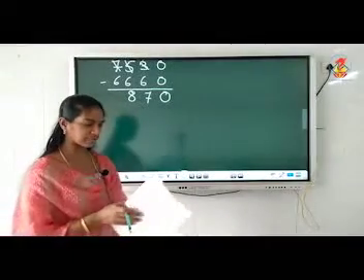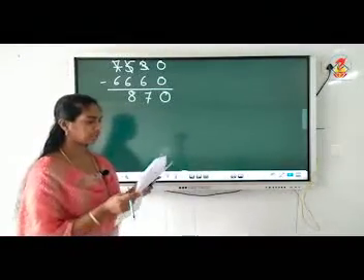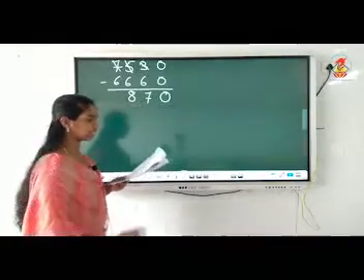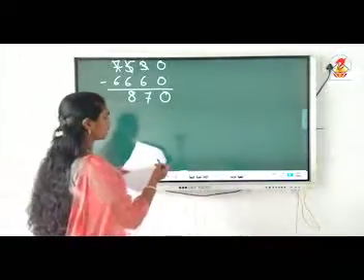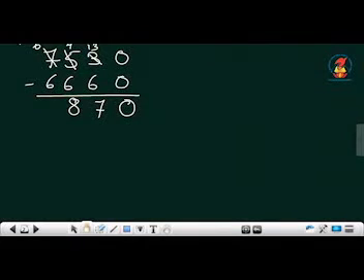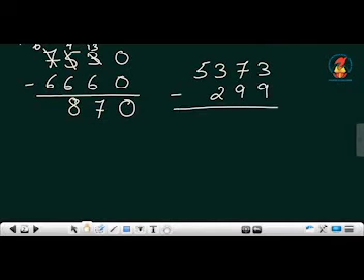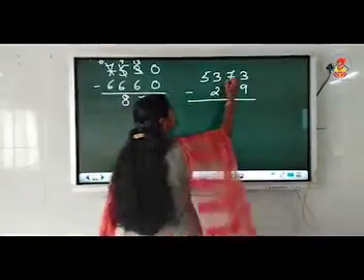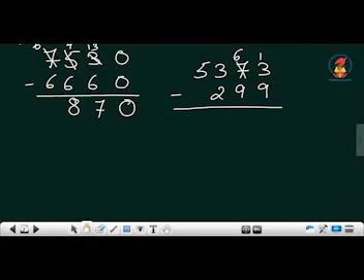Now, I'll take a question from the next page. Okay, I'll take this one. First line, the last question. 5373 minus 299. Okay, again 3 minus 9. Is it possible? It's not possible. So, you borrow from 7, this becomes 6, this becomes 13.